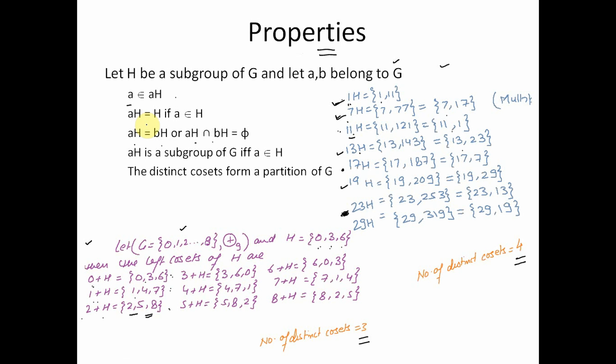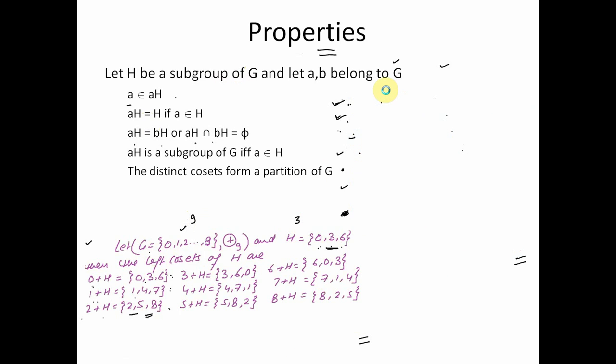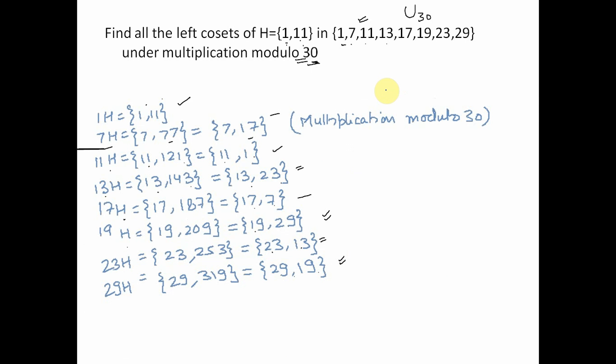See, in the previous examples, 0, 3, 6 was a subgroup of G. There were 9 elements over here, 3 elements over here. And in this example, there were a total of 1, 2, 3, 4, 5, 6, 7, 8 elements in the group and 2 elements in the subgroup.